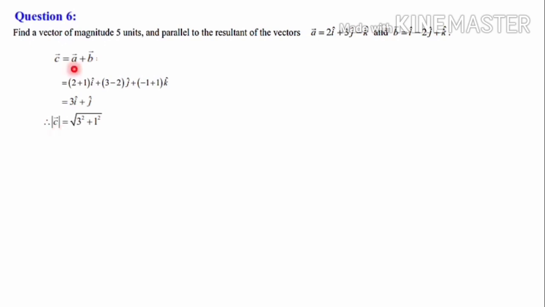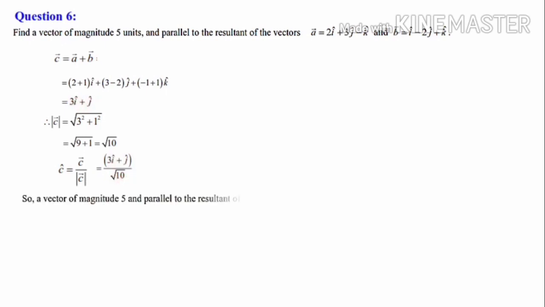Then we have to go for the modulus of C. Modulus of C means modulus of A plus B. So root of x square plus y square plus z square is the formula. Here the z coordinate is not there. So for 3 I cap plus j cap, that is root of 3 square plus 1 square, which is root of 9 plus 1, that is equal to root 10. Then we can calculate the unit vector C, that is vector C divided by modulus of vector C. Vector C we have calculated as 3 I cap plus j cap, so 3 I cap plus j cap divided by root 10.